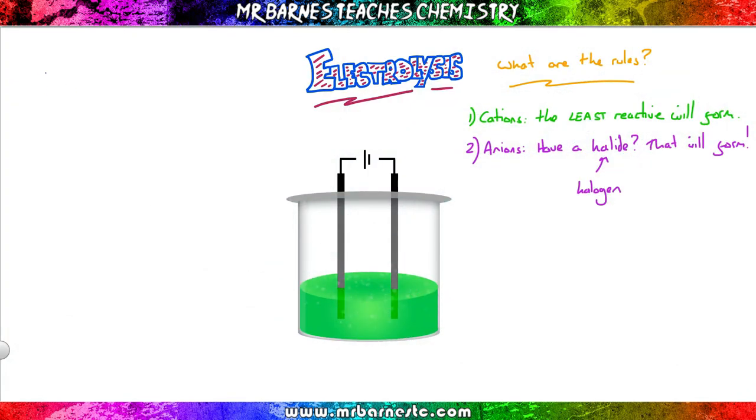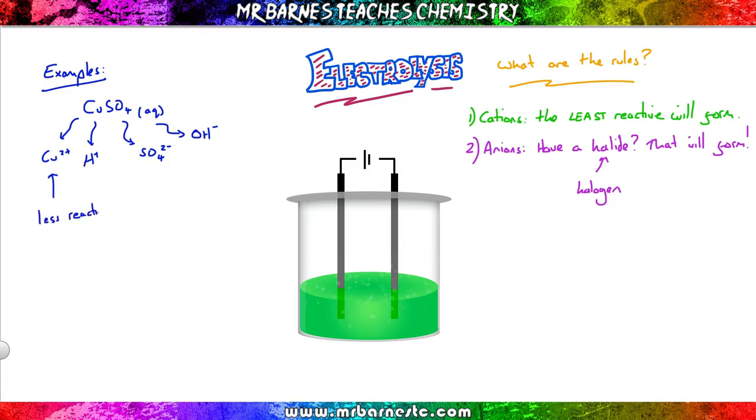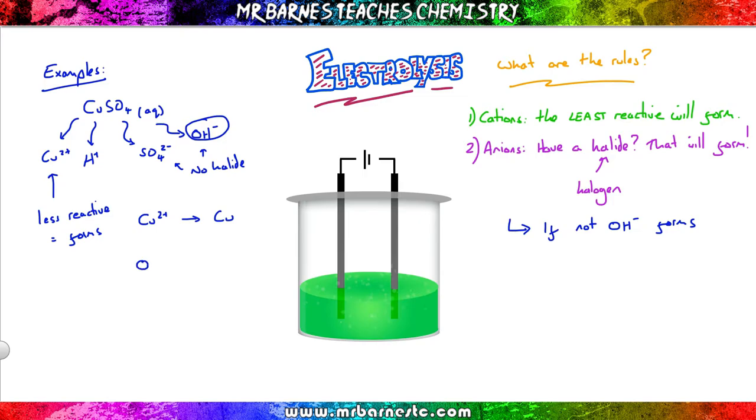So if we have a look at an example, copper sulphate. The cations are Cu2+ and H+, and the anions are SO4 2- and OH-. So here, copper is in the transition metals, therefore it is less reactive than hydrogen, so that's going to form. So I'm going to get Cu2+ going back to my copper metal. Out of the two anions, I don't have a halide, there's nothing in there from group 7. Therefore, my OH- is going to form, and that, which you have to remember, turns back into H2O and O2.